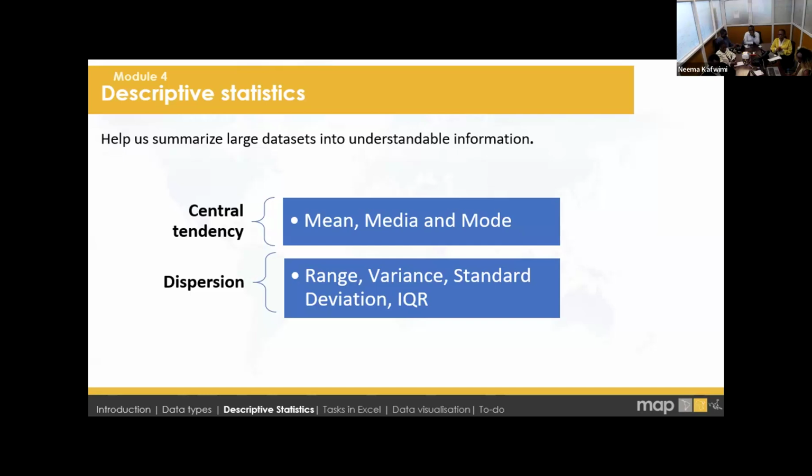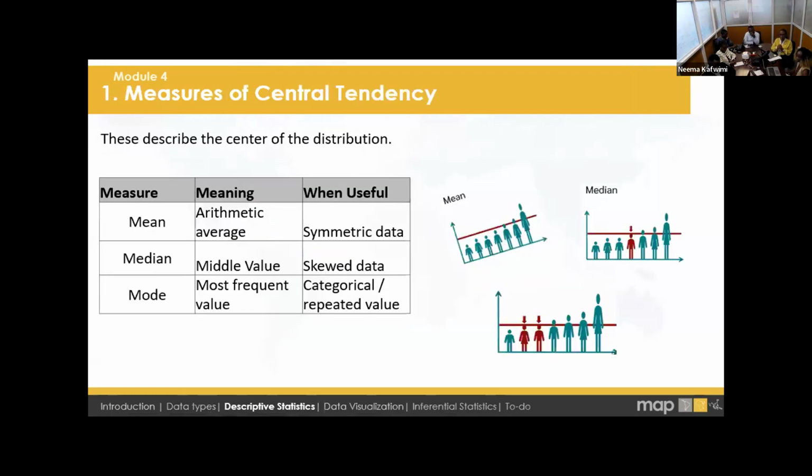The measures of central tendency are mean, median, and mode. We're trying to look at how your data is aligned at the middle, at the center, while the measures of dispersion show how your data is spread out. From the images on your right side, we can see the idea of the mean. As I said, mean is the arithmetic average.